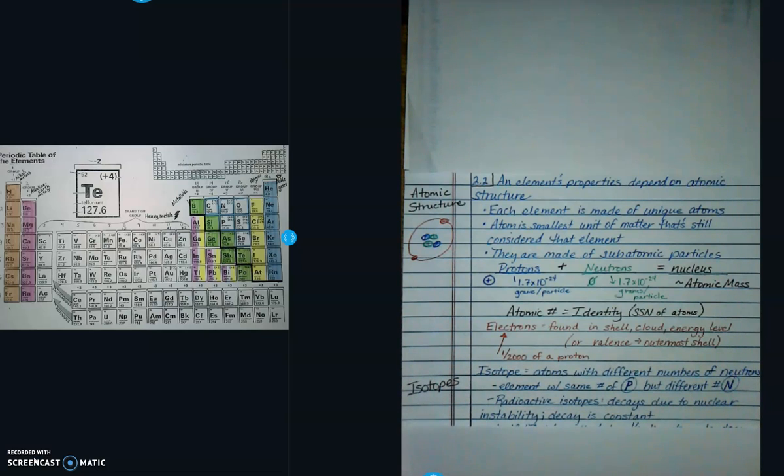An isotope is an atom that has different numbers of neutrons. In an element with the same number of protons but a different number of neutrons, we get radioactive isotopes that can decay due to nuclear instability. Decay is a constant thing, and we can actually use that to our advantage by using the half-life of things to determine a biological age. So, in carbon-14 dating.